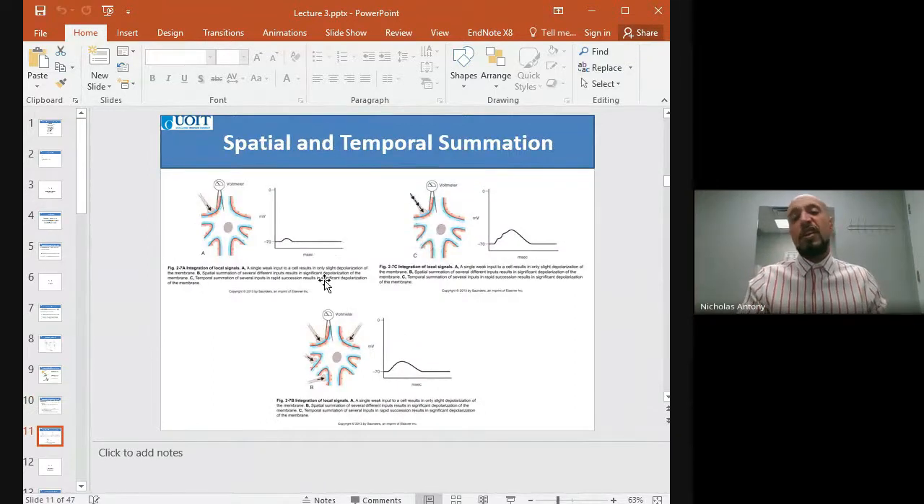This is just the diagram reviewing summation. So electrical potentials can add up spatially or temporally. And in actuality, it's both happening all the time.